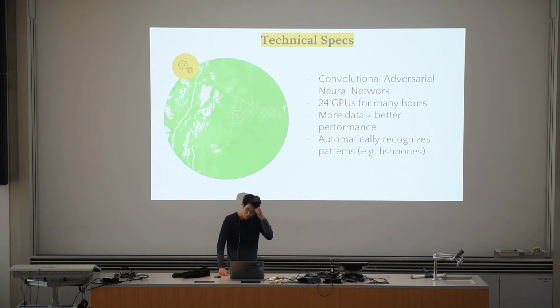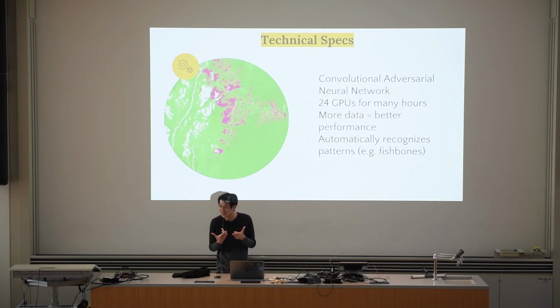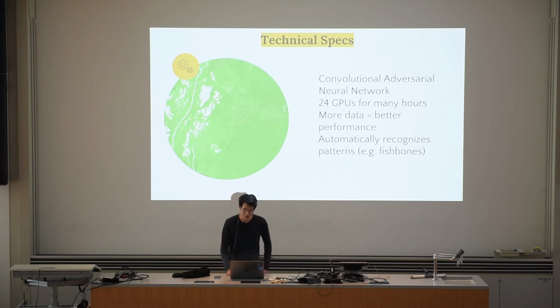So we trained a convolutional adversarial neural network on 24 GPUs for many hours. And to our own surprise, this very simple approach of overlaying basically a picture and trying to do a video prediction, right? Like predicting from a given sequence of frames and pictures the next frame is actually really effective. And this is something we are still trying to figure out why that is the case.